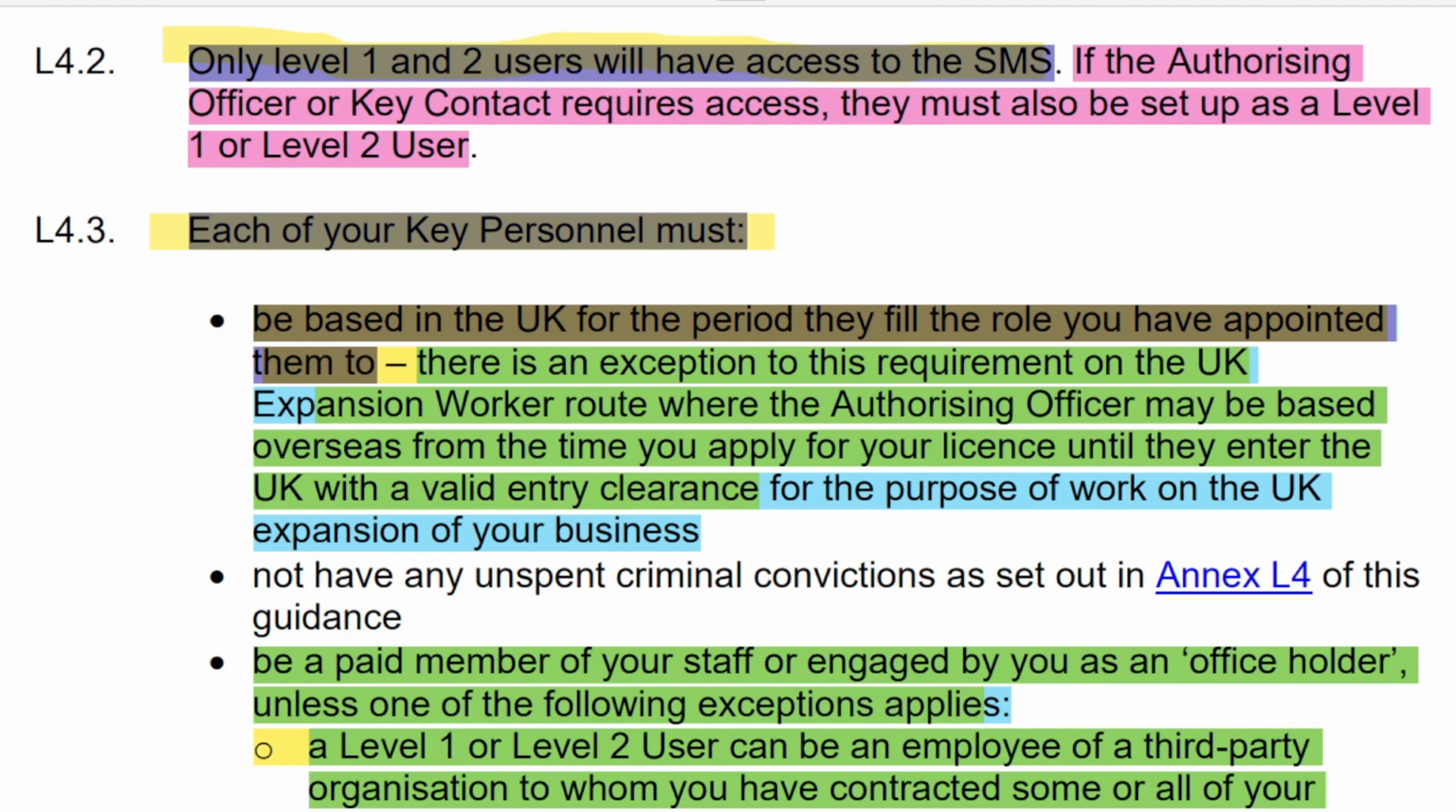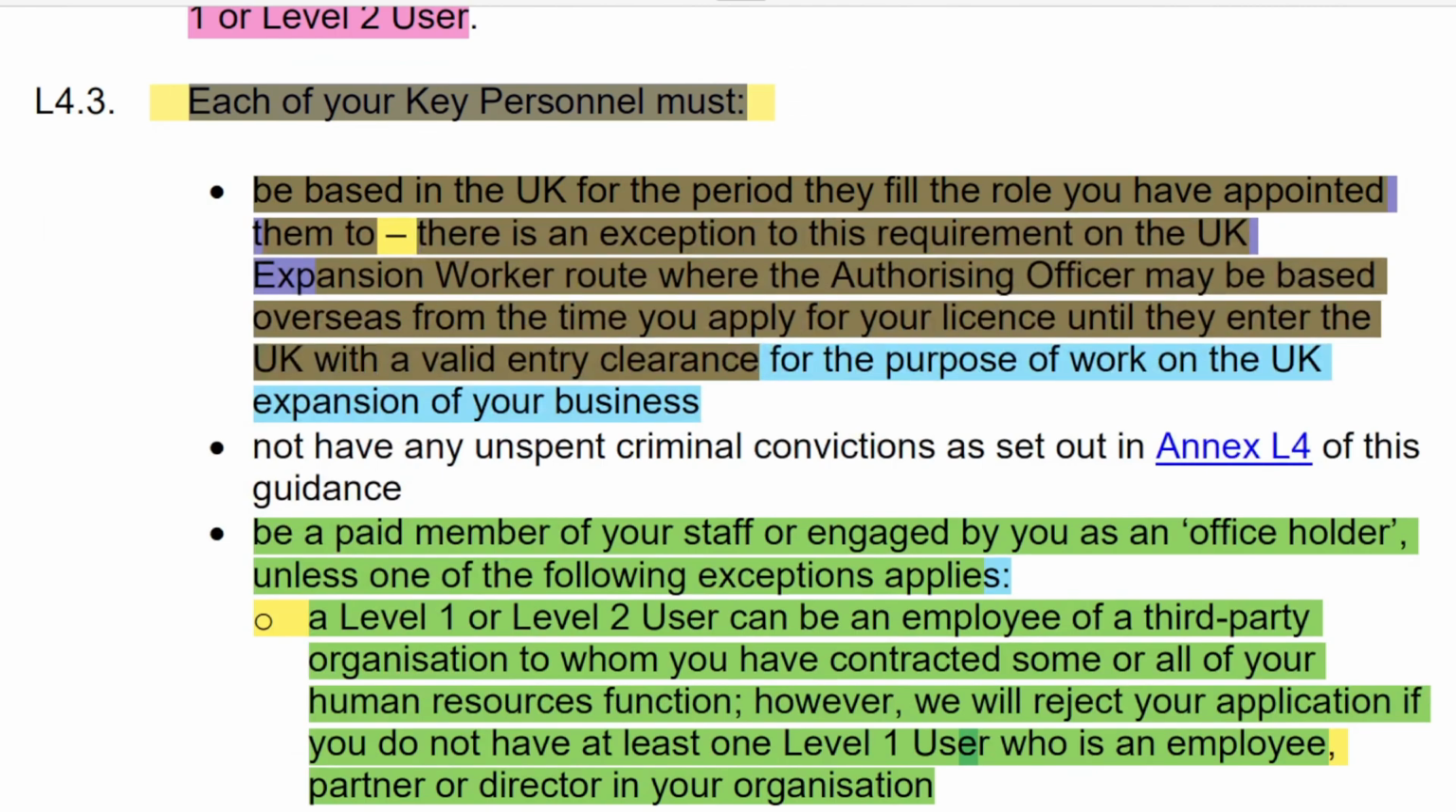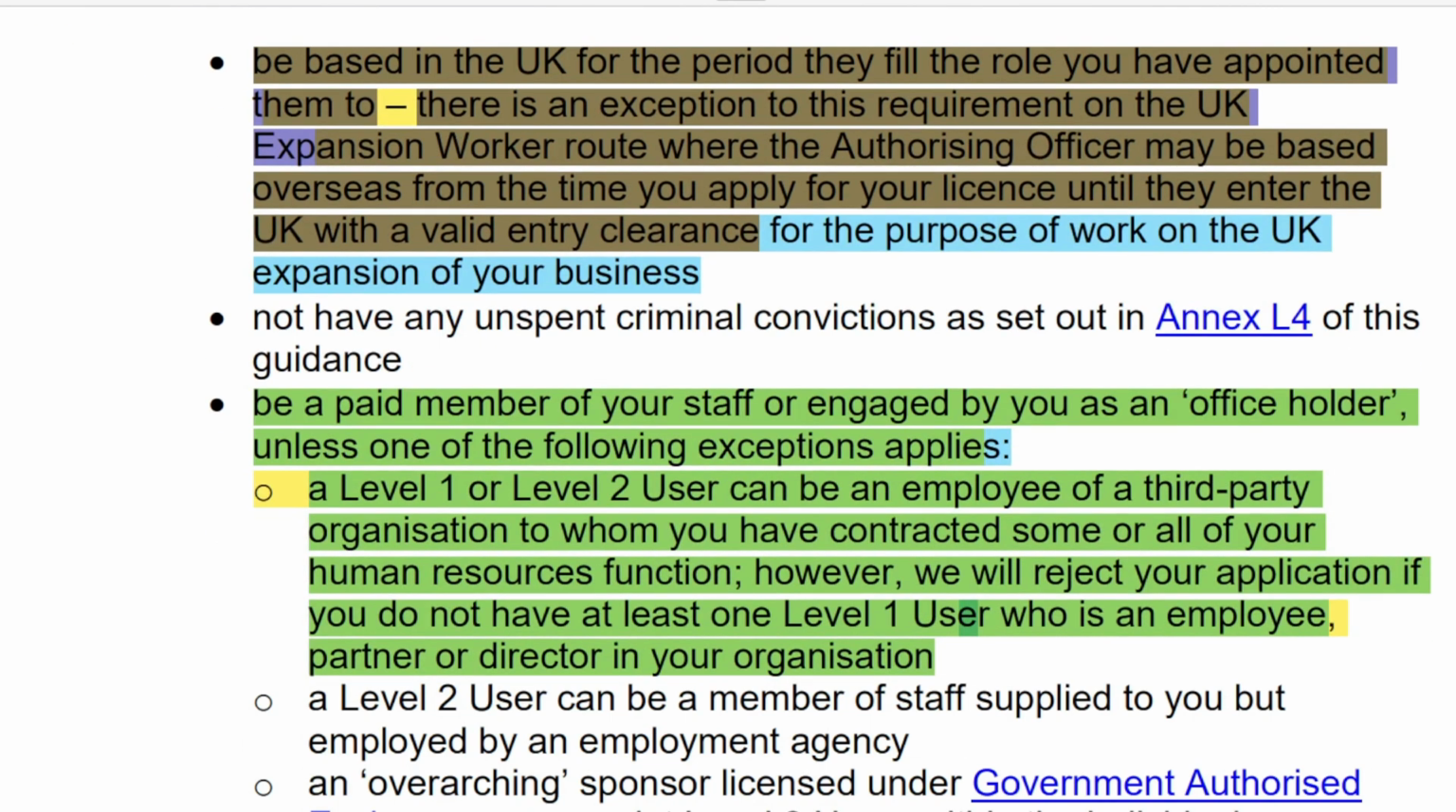There is an exception to this requirement on the UK expansion route, where the authorizing officer may be based overseas from the time you apply for the license until you enter the UK with a valid clearance. When you apply for the UK expansion worker visa, you will be able to access the SMS system as an authorizing officer. You will have access only if you are on the UK expansion worker route. On any other route, it's not possible. And even when you arrive in the UK on the UK expansion worker route, you must be based in the UK after the valid entry clearance for the purpose of work on the UK expansion worker business.